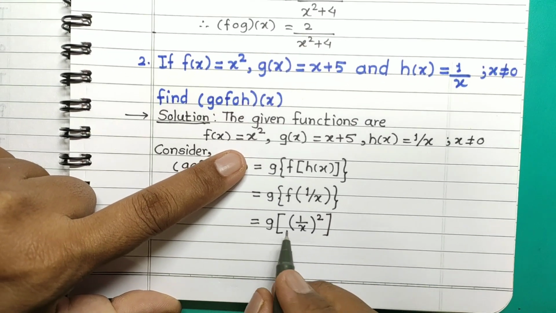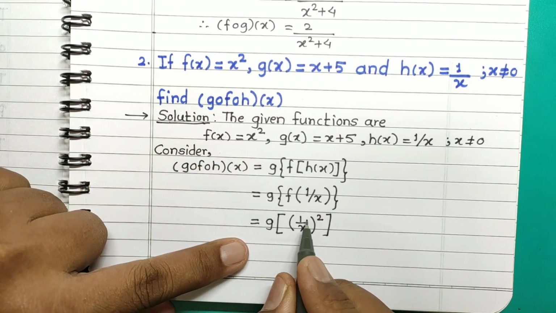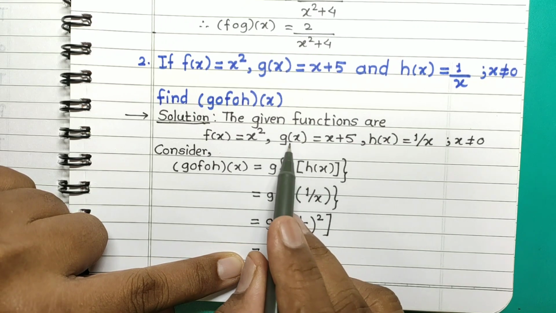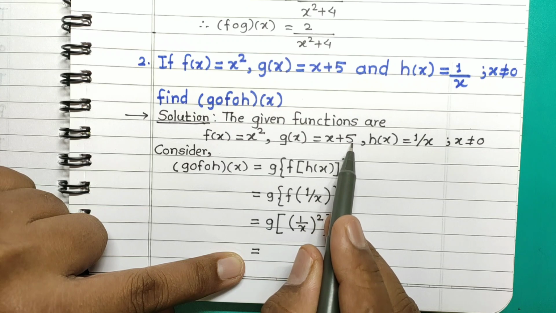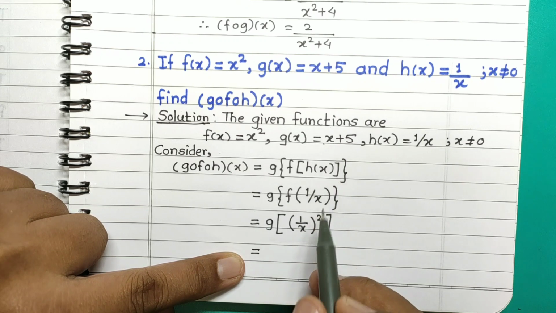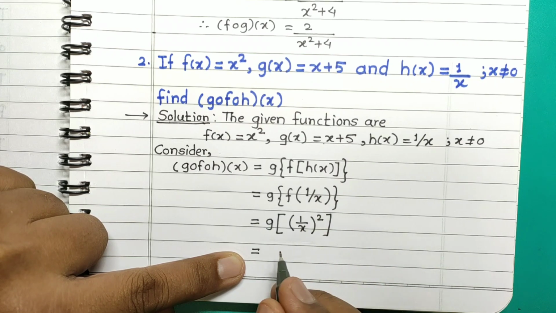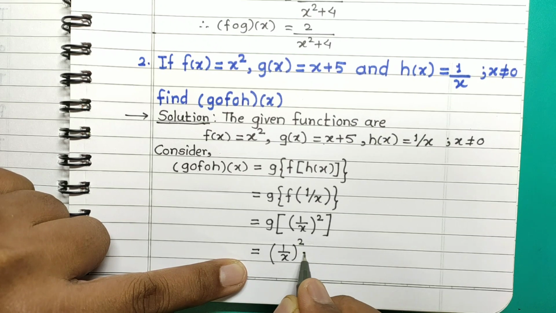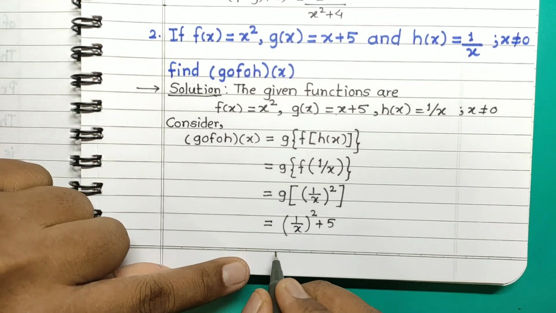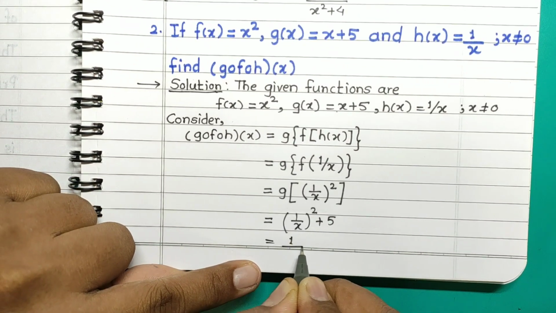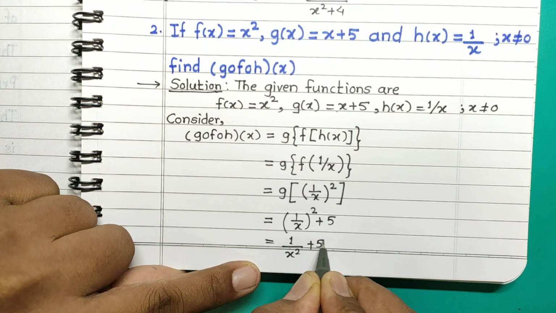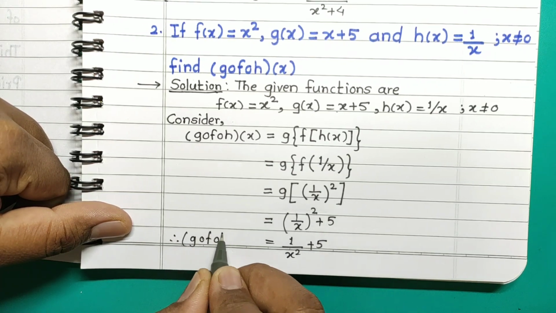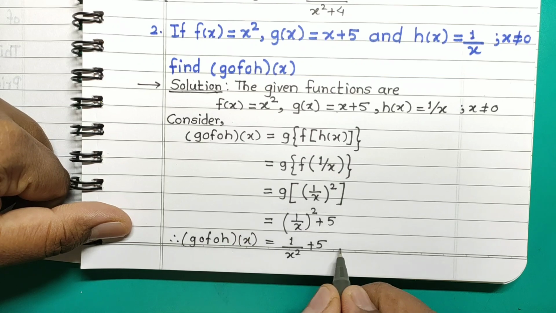Now apply function g on this element 1 upon x bracket square. So we are given g of x is equal to x plus 5. So replace this x by 1 upon x bracket square. So we have 1 upon x bracket square plus 5. So this is nothing but 1 upon x square plus 5. This is the required function g of f of h of x.